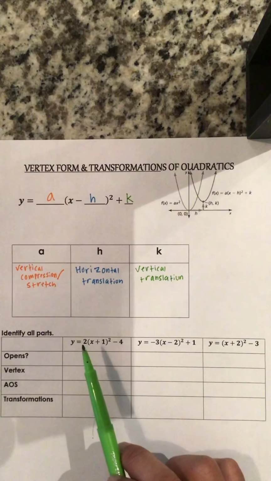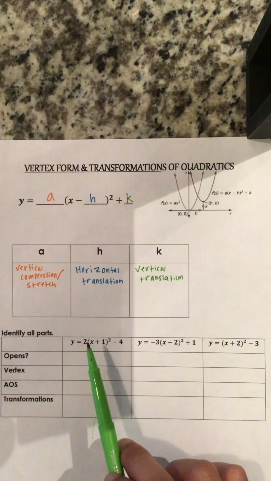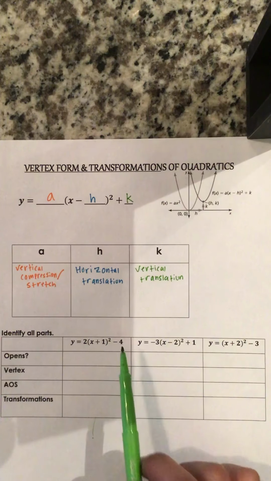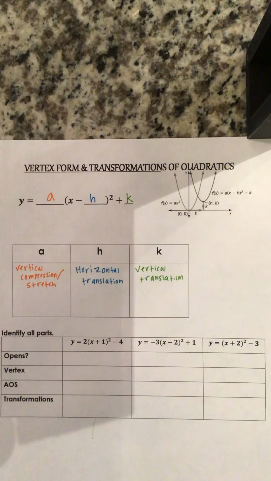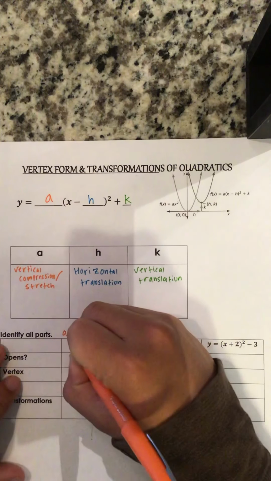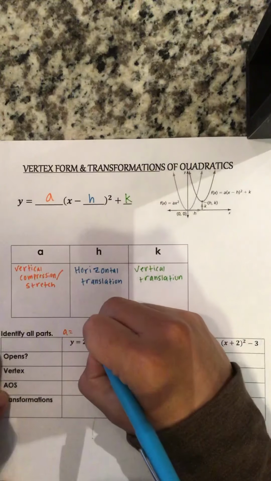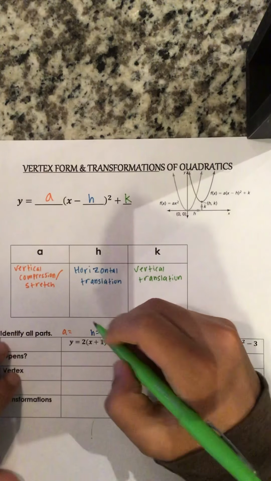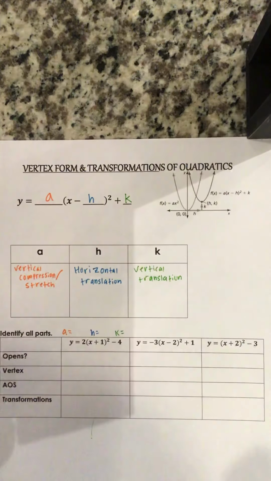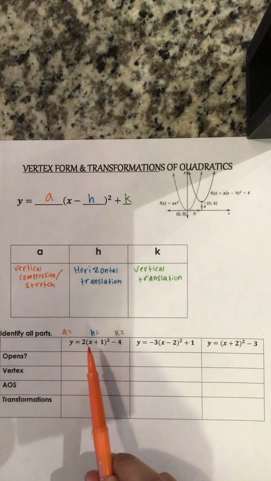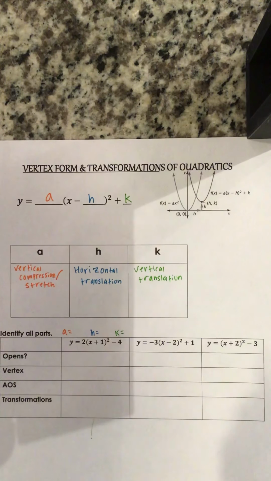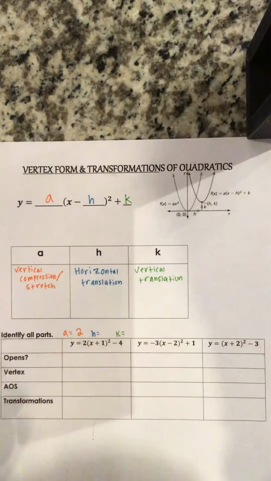So in this first one, I have y equals 2 parentheses x plus 1 squared minus 4, okay? So I'm going to label all my parts first. So I have an a, h, and k, right? A, h, and k, okay? So with my a, remember that's the number in front. So my a for this equation is going to be 2, right? Easy.